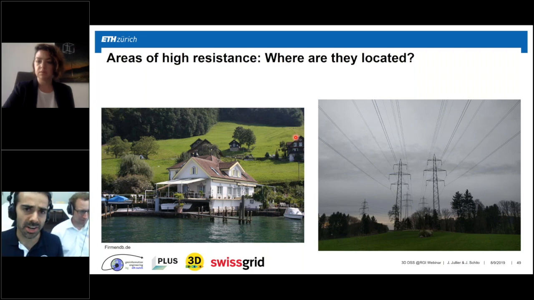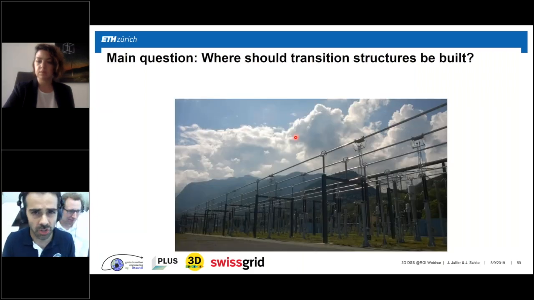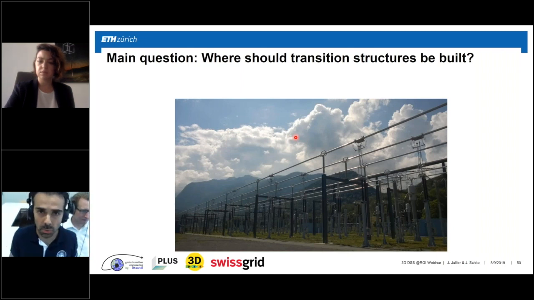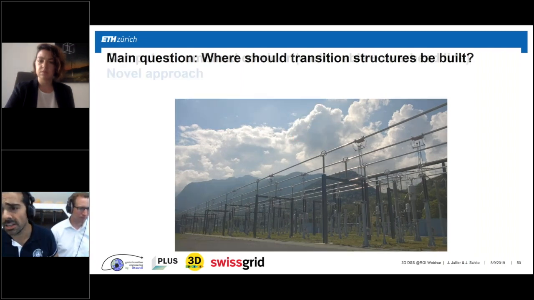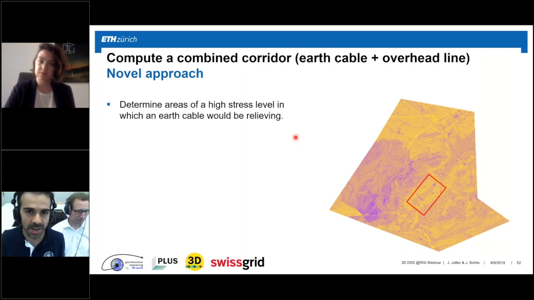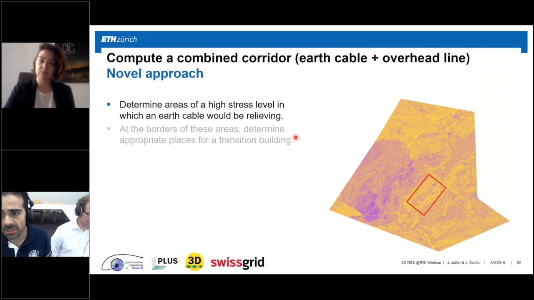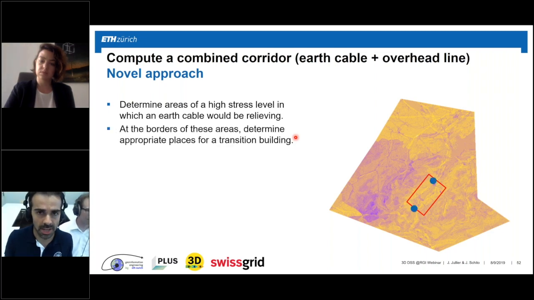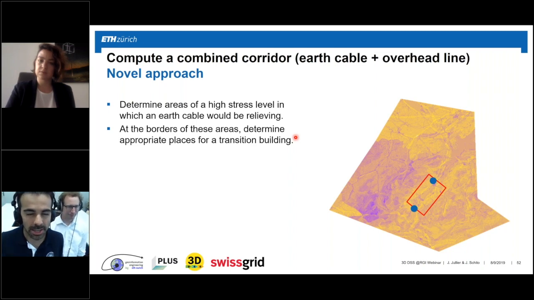So now the question arises, where should the transition buildings between the overhead lines and the earth cables be located? That's one of the main questions. And we have an approach we want to test in the near future. We first determine an area of high stress level where it could be an advantage to build earth cables. Second, we search at the border of this area for ideal places where these transition buildings could be located.